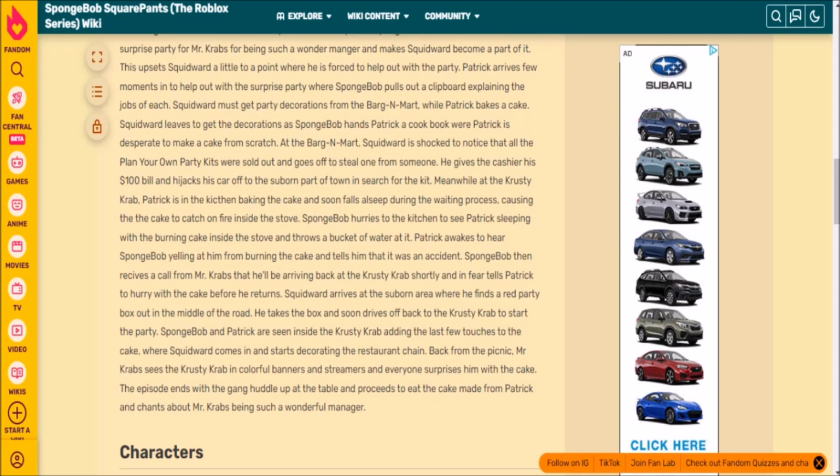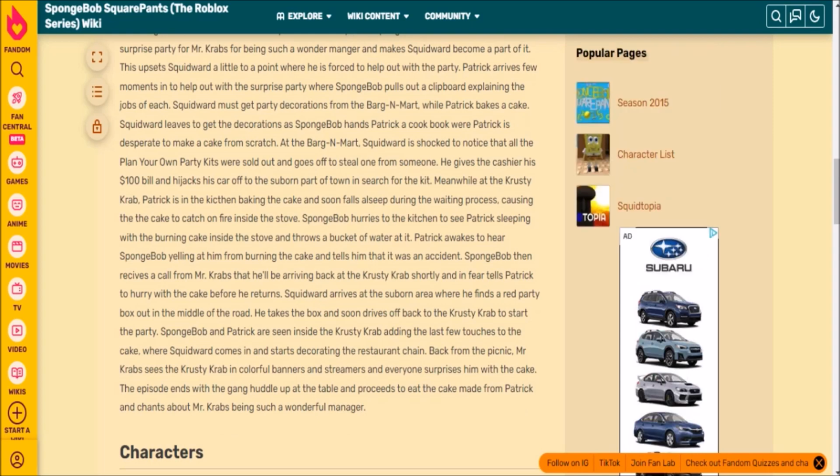part of town and searches for the kit. Meanwhile, at the Krusty Krab, Patrick is in the kitchen baking the cake and soon falls asleep during the waiting process, causing the cake to catch on fire inside the stove.